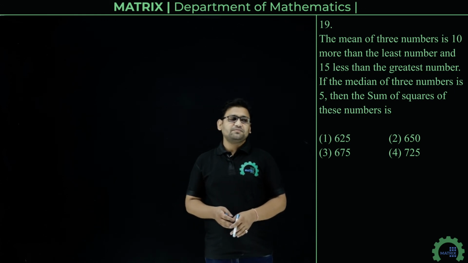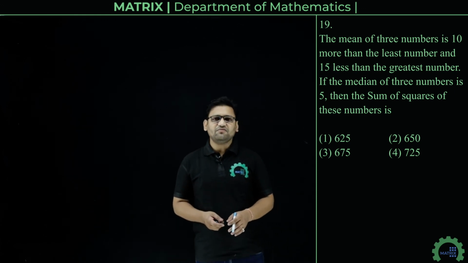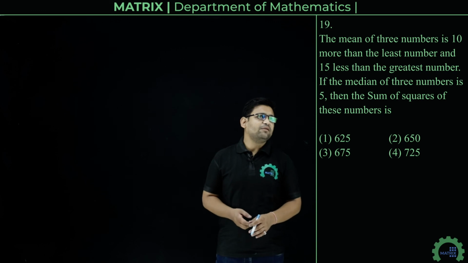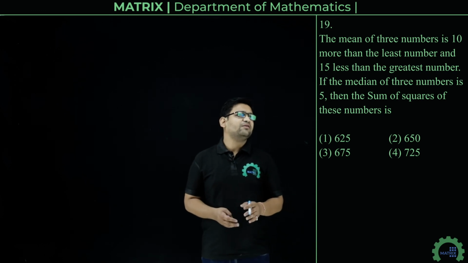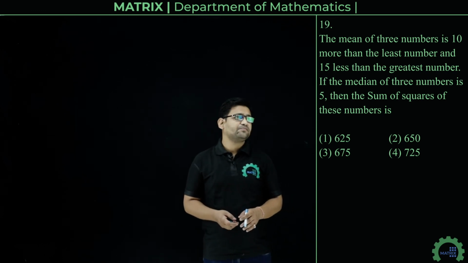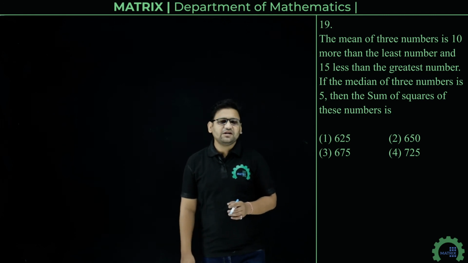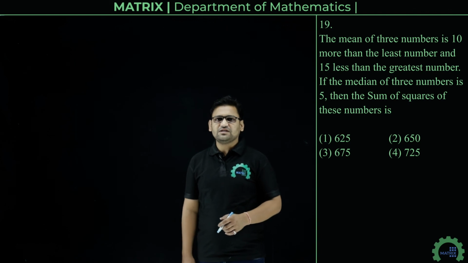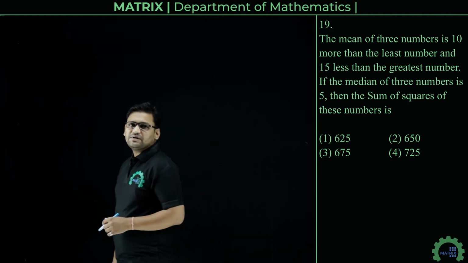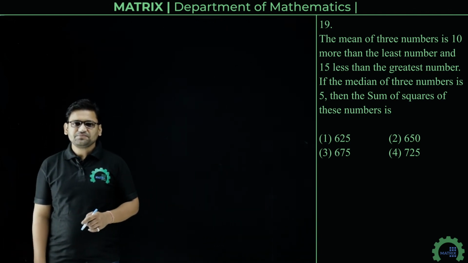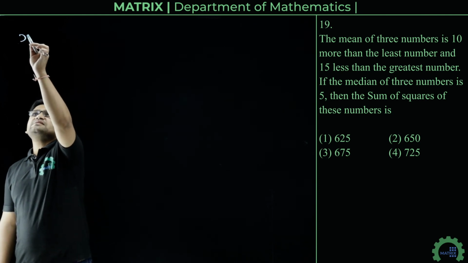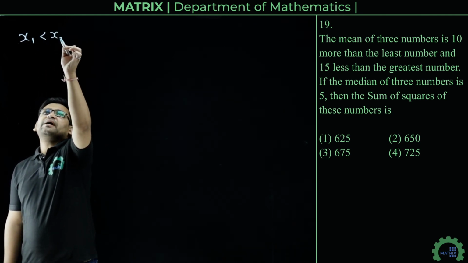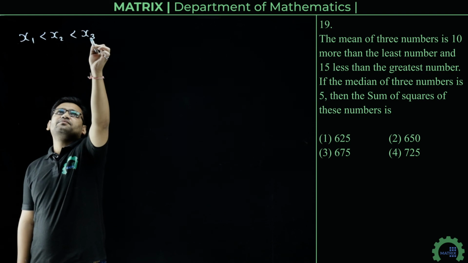Let's see the next question. Next question is, the mean of three numbers is 10 more than the least number and 15 less than the greatest number. If the median of the three numbers is 5, then we need to find the sum of the squares of these numbers. So first of all, let the numbers be x1, x2 and x3, where x1 is less than x2 and x2 is less than x3.